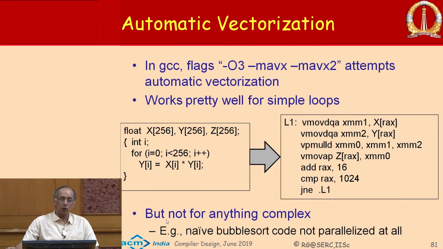But now we will ask the following question: how do I know that this loop can be vectorized? How do we know that this loop can be vectorized?